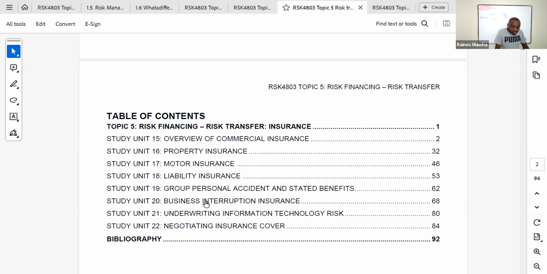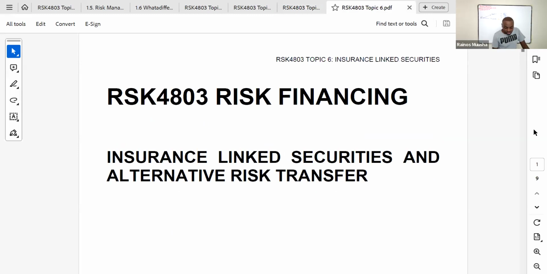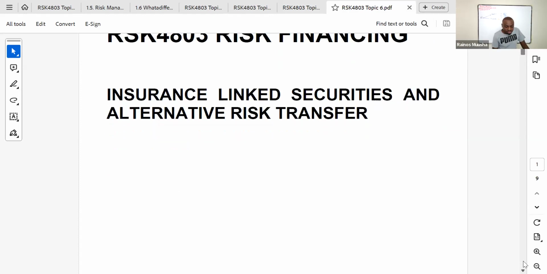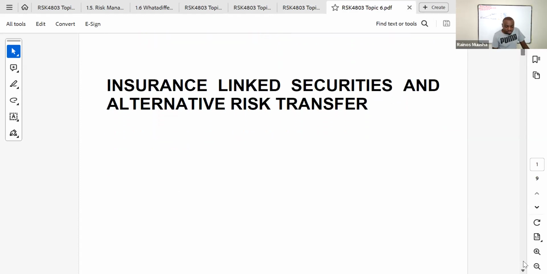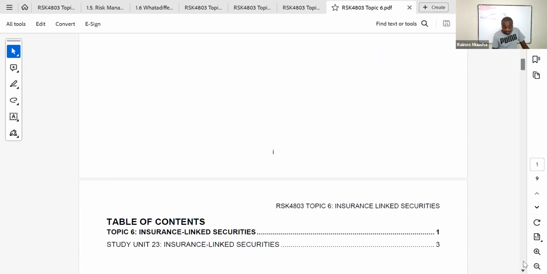Start Unit 21 looks at underwriting information technology risk, and historically, the lecturer has never really asked questions on this, either in assignments or in past papers. So we have never really covered these particular topics. And Start Unit 22, we have never really covered this. We don't see negotiating insurance cover. It's not really part of the things that we cover when it comes to the start units. Then the last start unit looks at insurance-linked security and alternative risk transfer. So that's the last topic, which is topic 6.